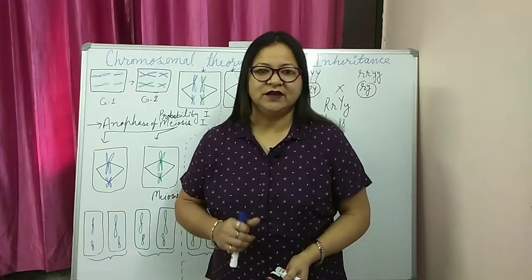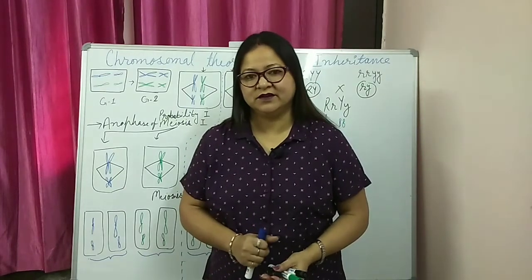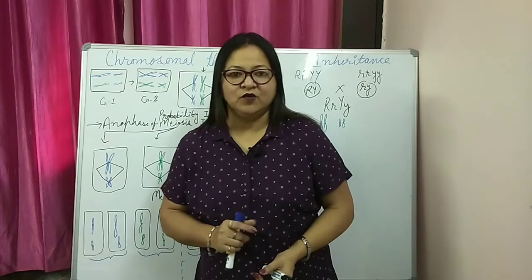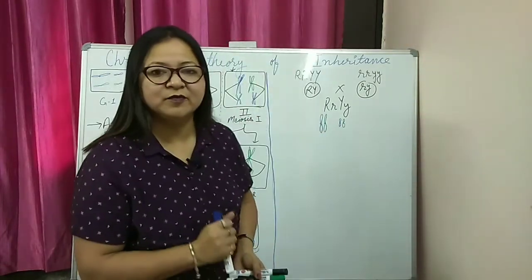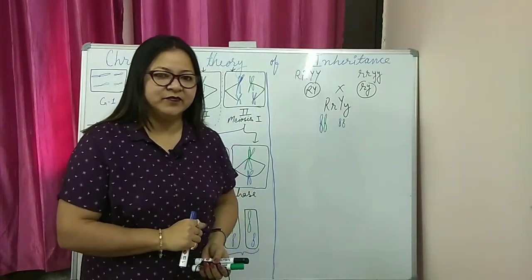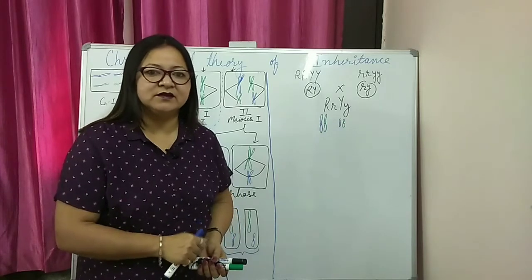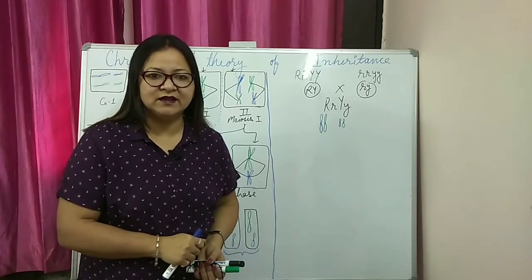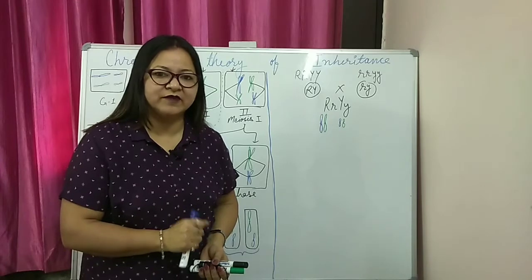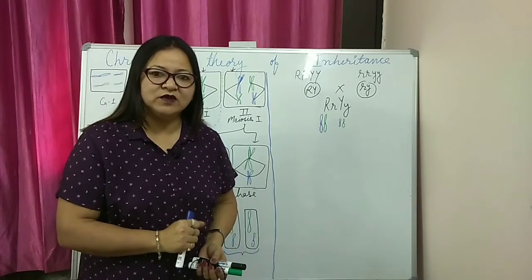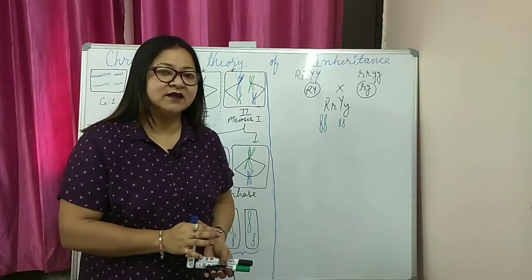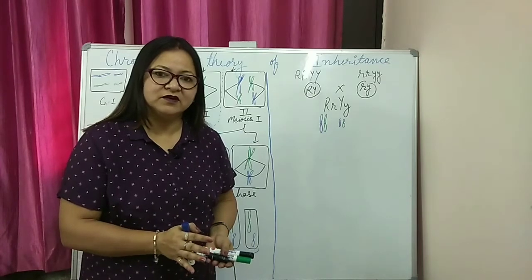Students, today we will discuss the chromosomal theory of inheritance. The chromosomal theory of inheritance was proposed by Sutton and Boveri. When Mendel explained the laws of inheritance, he used the term factors, and now we use the term alleles, which are the two different forms of a gene.